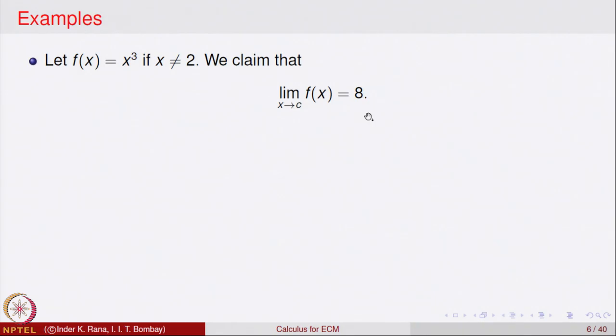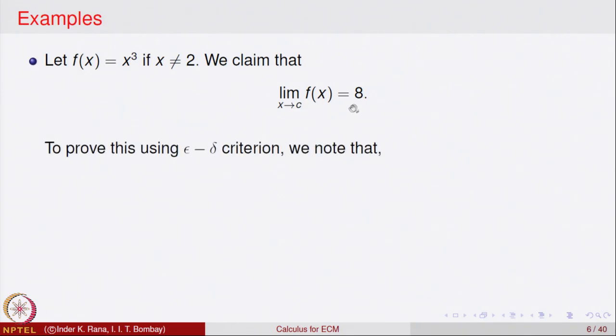So, what we want to do is, given epsilon, we want to find a delta such that whenever x minus c, so here c is 2, we are looking at the limit at the point 2. So, limit x going to 2 of f of x is equal to 8, we want to check. So, given an epsilon bigger than 0, we should be able to find a delta such that whenever x minus 2 is less than delta, then f x minus 8 is less than epsilon.